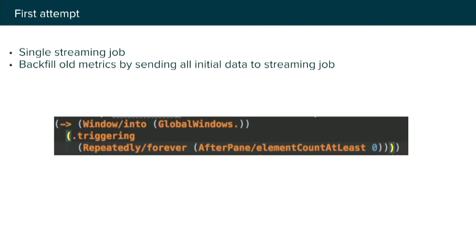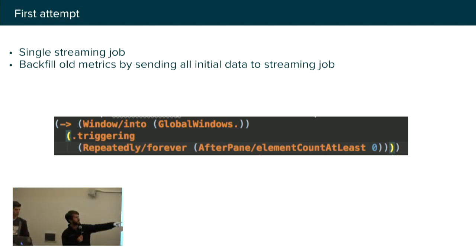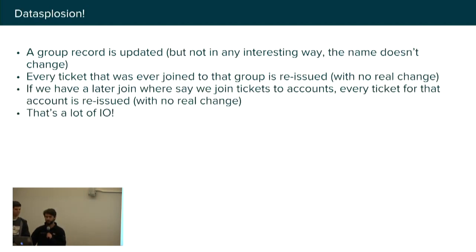So our first attempt was, well, okay, we'll just do a streaming job and we'll trigger every time an element comes in, in global windows, and we'll get the historical data into it by just firing all the historical data at the streaming job. Sounds like a good idea, doesn't it?